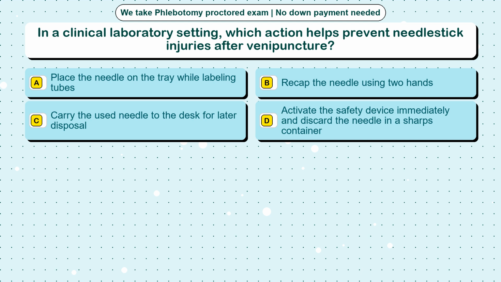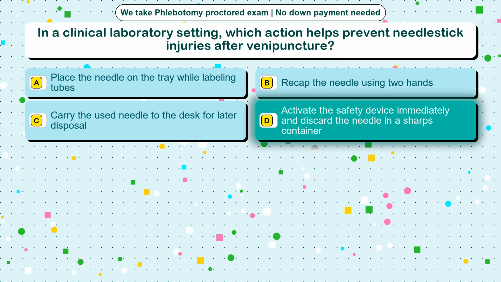Question 85. In a clinical laboratory setting, which action helps prevent needle stick injuries after venipuncture? Option A, place the needle on the tray while labeling tubes. Option B, recap the needle using 2 hands. Option C, carry the used needle to the desk for later disposal. Option D, activate the safety device immediately and discard the needle in a sharps container.